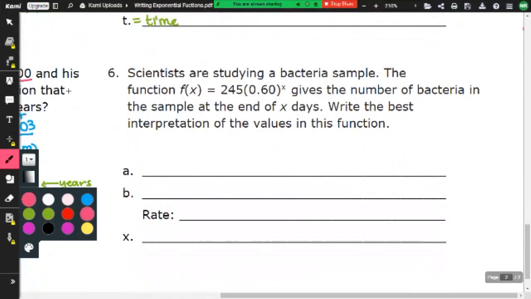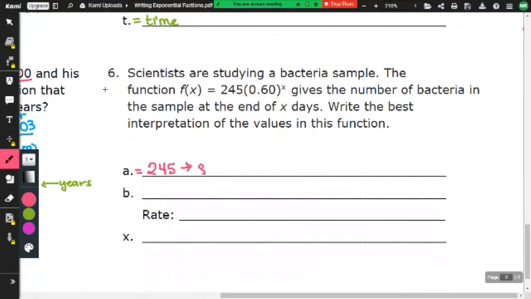Number 6. What is my initial value? What is A? 245. What does that 245 describe? The starting amount of what? Starting amount of bacteria. Know how to describe this in words. It gives the number of bacteria, the starting amount, the starting number of bacteria.